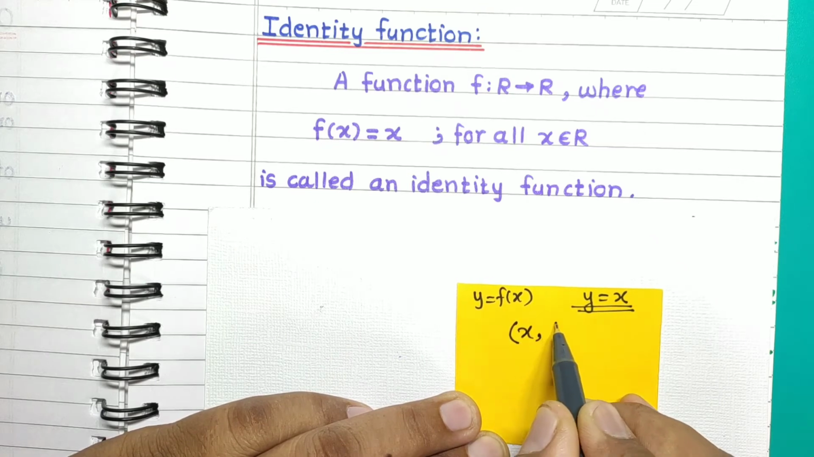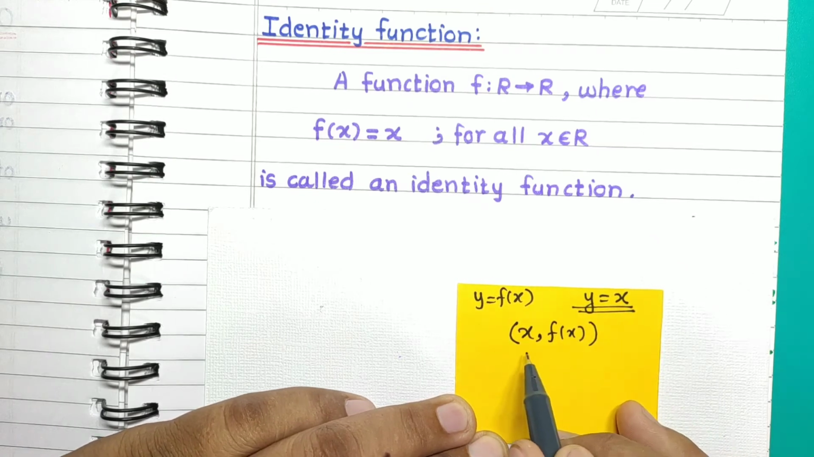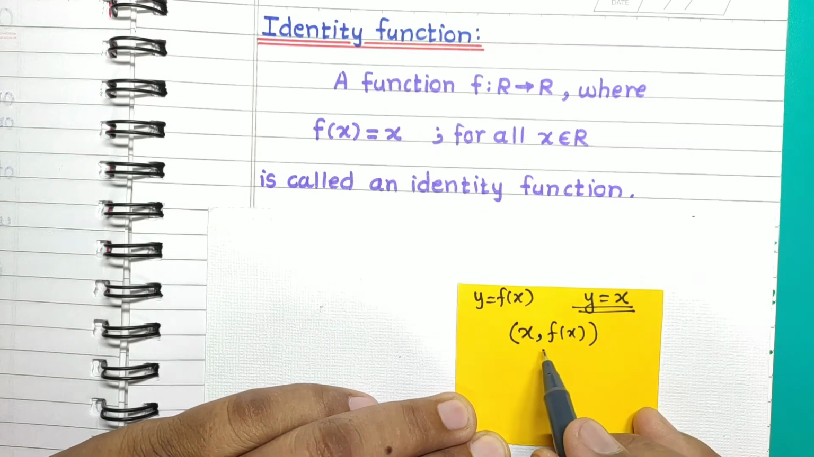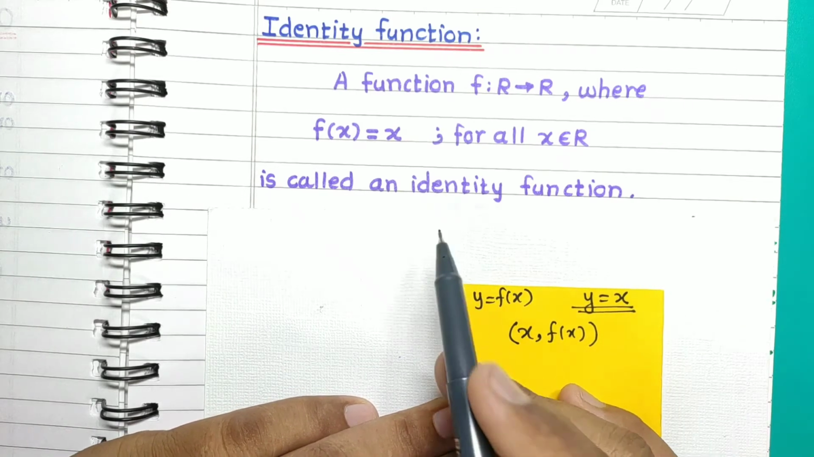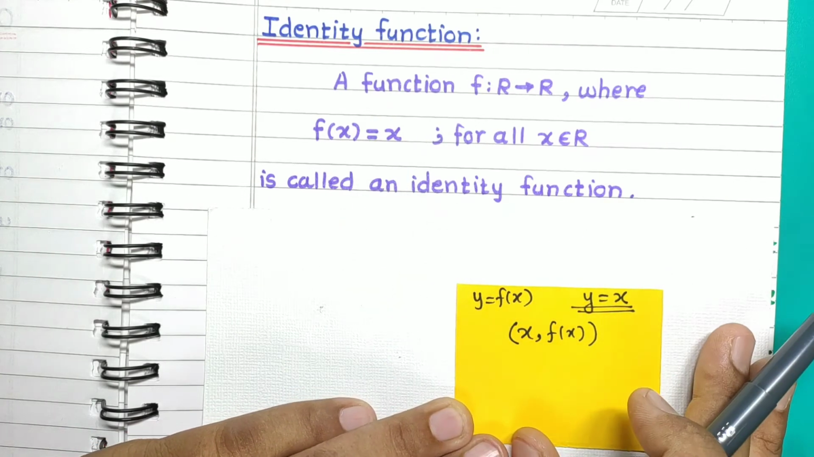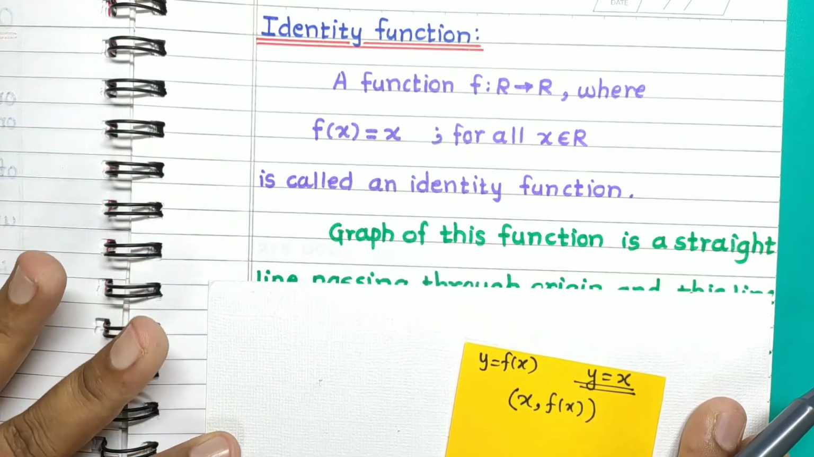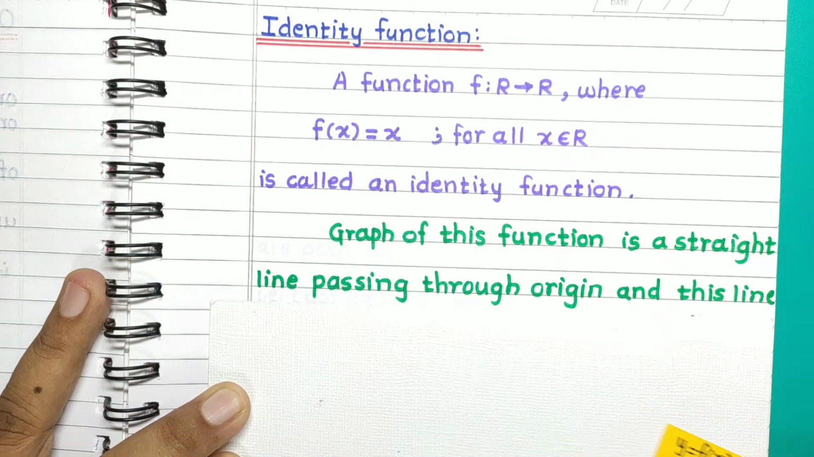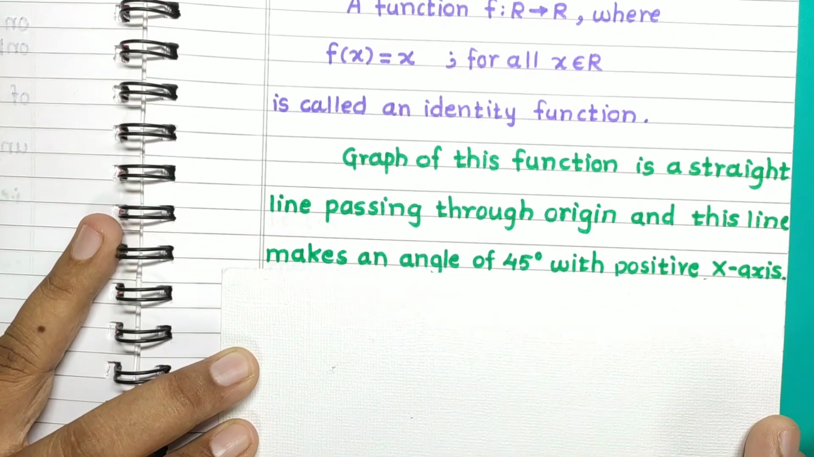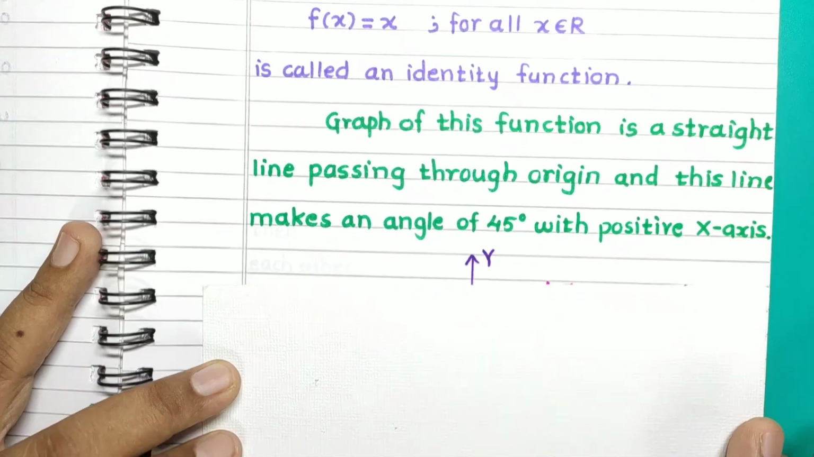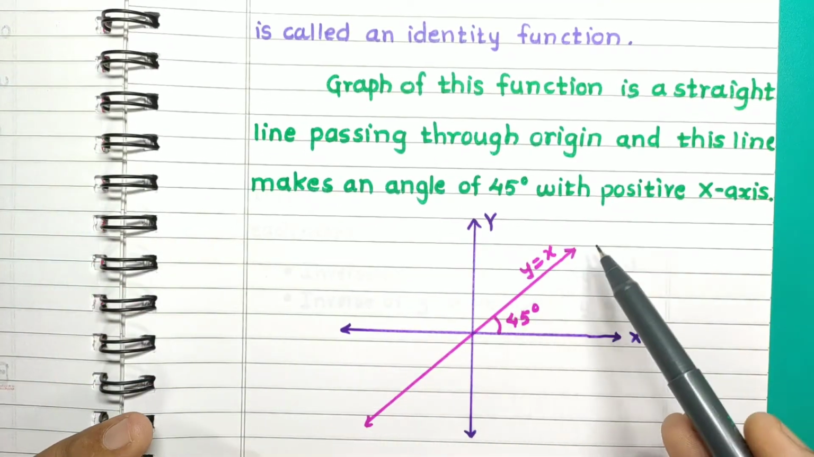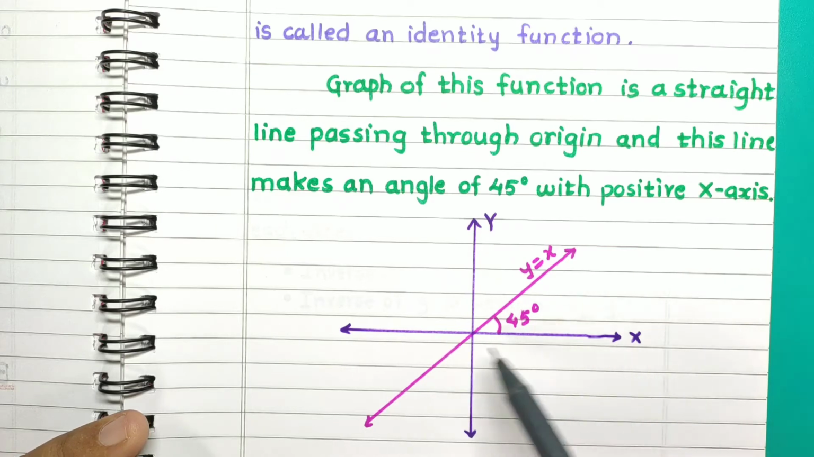If we think of the graph of this function, to plot the graph of a function we consider the ordered pairs x comma f of x, and for all such ordered pairs we get a smooth graph of that function. One interesting thing about the identity function is that the graph of this equation is a straight line passing through the origin, and this line makes an angle of 45 degrees with the positive x-axis. So this is the identity function.